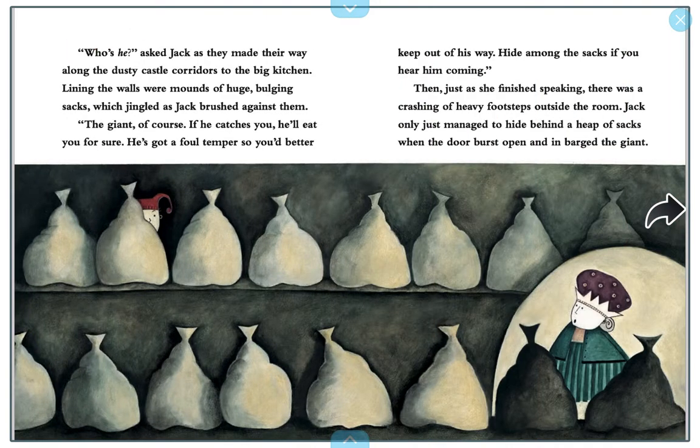"Who's he?" asked Jack as they made their way along the dusty castle corridors to the big kitchen. Lining the walls were mounds of huge bulging sacks, which jingled as Jack brushed against them. "The giant, of course. If he catches you, he'll eat you for sure. He's got a foul temper, so you'd better keep out of his way. Hide among the sacks if you hear him coming." Then, just as she finished speaking, there was a crashing of heavy footsteps outside the room. Jack only managed to hide behind a heap of sacks when the door burst open and in barged the giant.